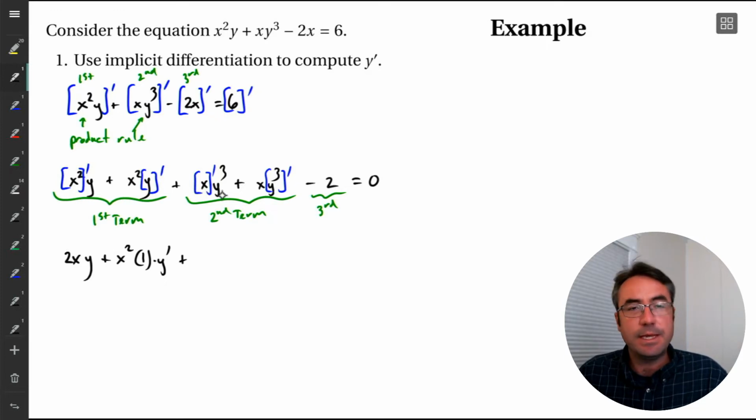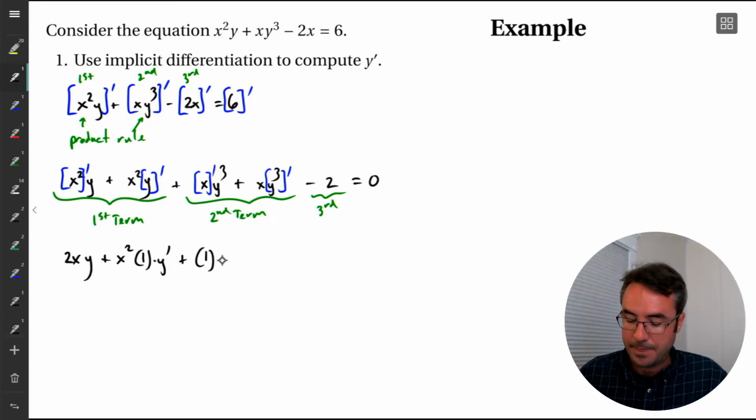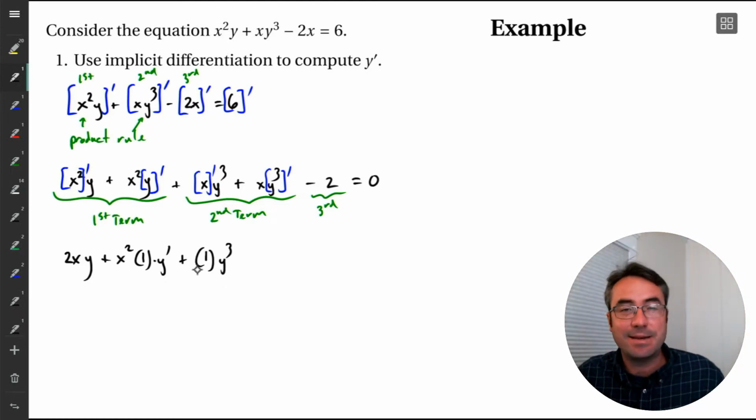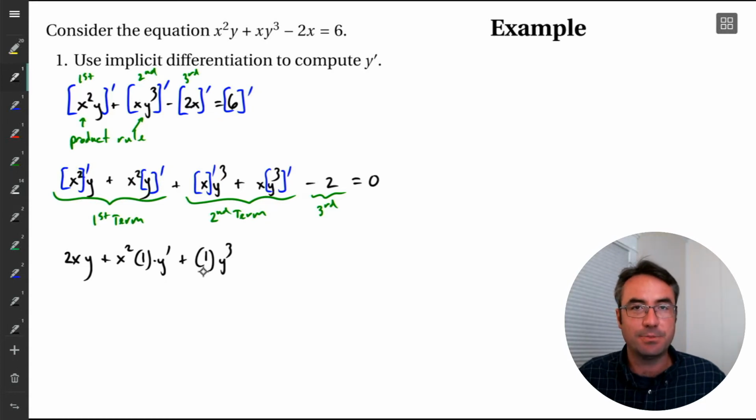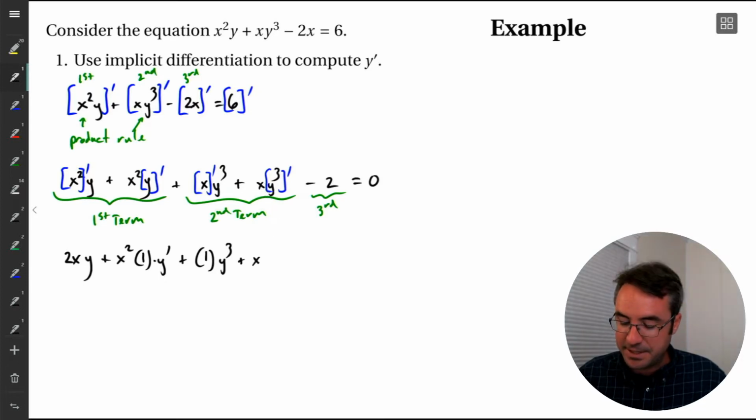And then we keep going. We still have some derivatives to do. So what's the derivative of x? Well, derivative of x is just 1. And then we have a y cubed outside the brackets, so that just stays a y cubed. And again, you don't necessarily have to show multiplication by 1 here. We're just doing it to really emphasize that the derivative of x is 1. Y cubed was outside the brackets, so that stayed the same. Then we have addition. This x is outside the brackets, so that stays the same.